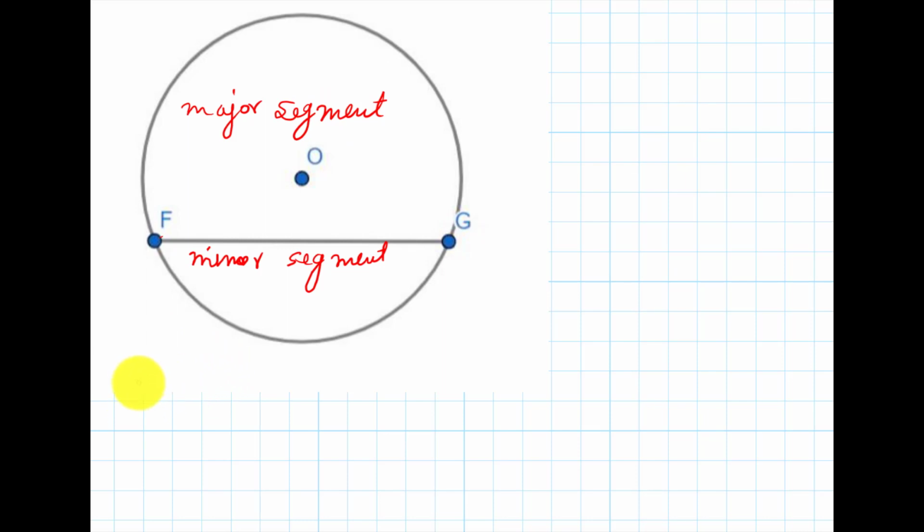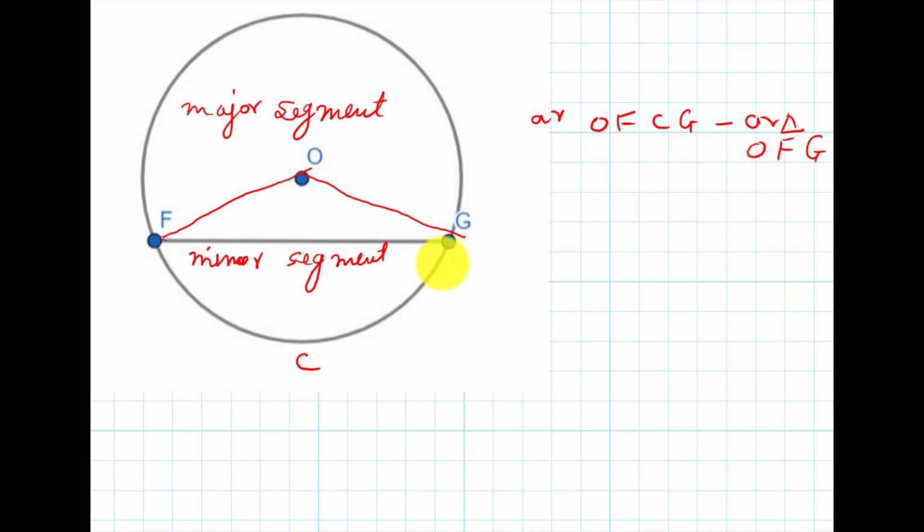If we want to calculate the area of this segment FCG, then we have to join FO and OG. From the area of the sector OFCG, if we subtract the area of the triangle OFG, then we get the area of the minor segment.